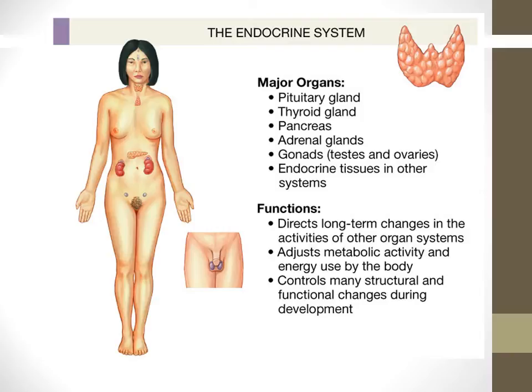And this endocrine system, we are going to come across in our 200 level anatomy. The function of this system is to direct long-term changes in the activities of other organ systems, in which both the nervous and endocrine systems work together to maintain internal communications. Other functions of the endocrine system are to adjust metabolic activity and energy used by the body, and also to control many structural and functional changes during development.